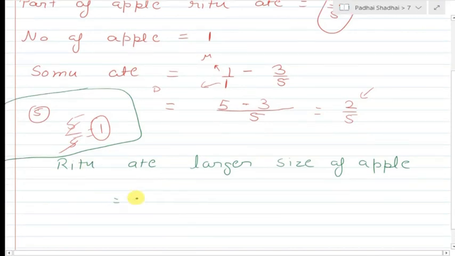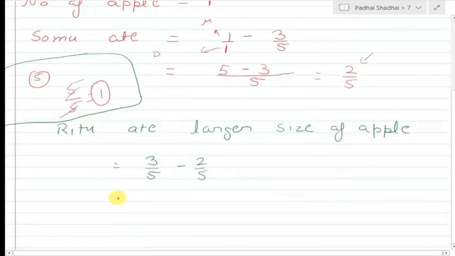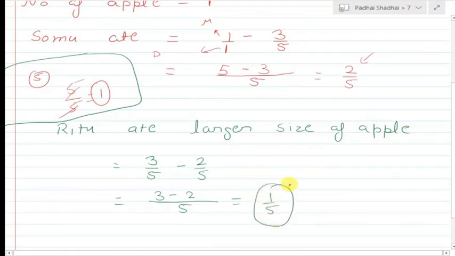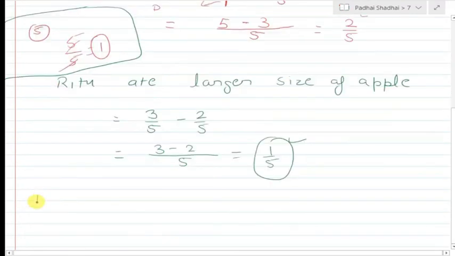3 by 5 minus 2 by 5, the part eaten by Somu subtracted from the part eaten by Ritu. Base is same, so no need to take the LCM, we can put it directly. 5 in the denominator, we have to just subtract the numerator. 3 minus 2, that is 1 by 5. Ritu ate 1 by 5 part more than Somu.